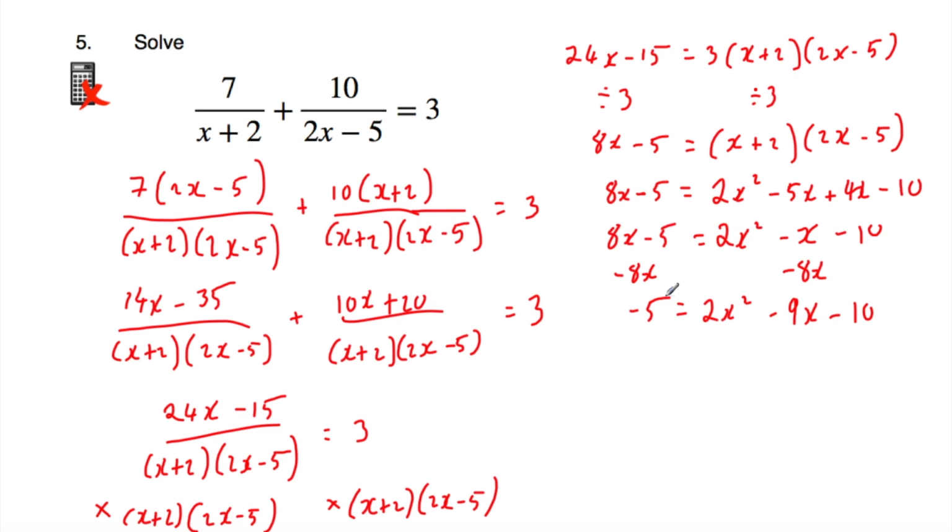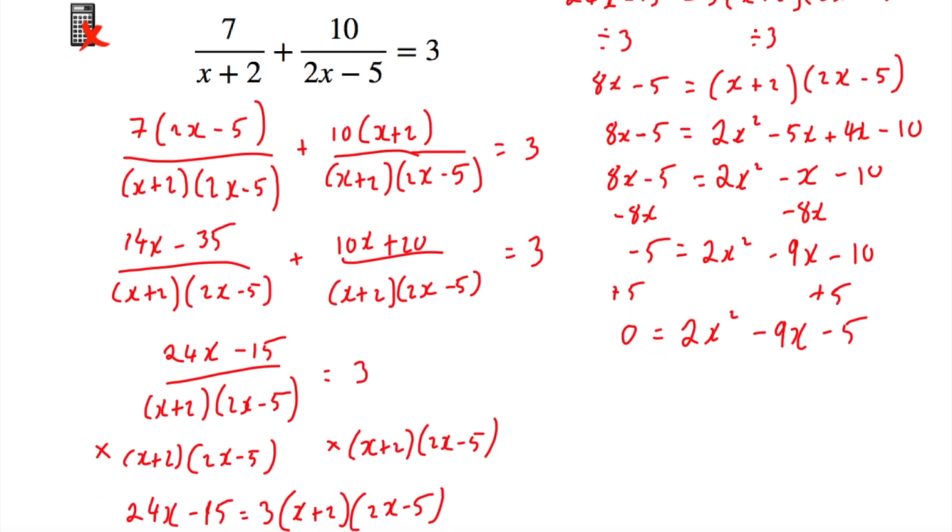Now we want to get rid of this minus 5, so let's add 5 to both sides of the equation. So if we add 5 to the left-hand side, we get 0. That's what we wanted. And on the right-hand side, we're going to have 2x squared minus 9x. We have minus 10, we're adding 5, so we're going back up 5, so it'll be minus 5. Okay, fantastic. So we've now got this quadratic equation.